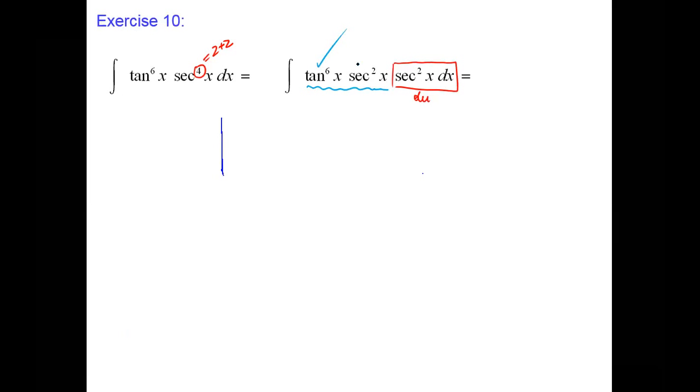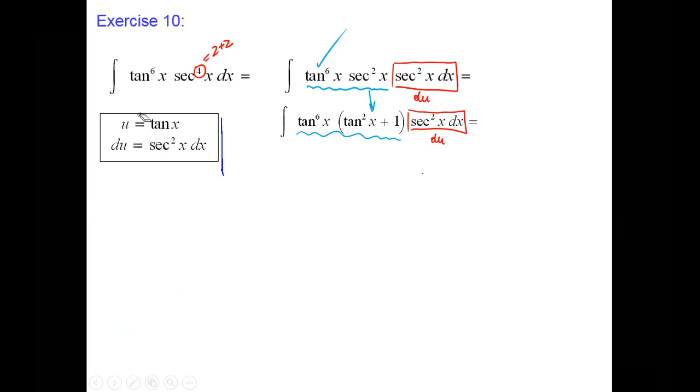Who can tell me what secant square of x is in terms of tangent? It's tangent square plus 1. Really good. I really saved this one, and the rest of the formula is in terms of tangent. Now I am good to do my substitution. U is tangent of x, everything will be in terms of u, and du is ready to be cancelled out with this expression. So: u to the power of 6, u to the power of 2 plus 1, and du. Excellent, everything in terms of u.